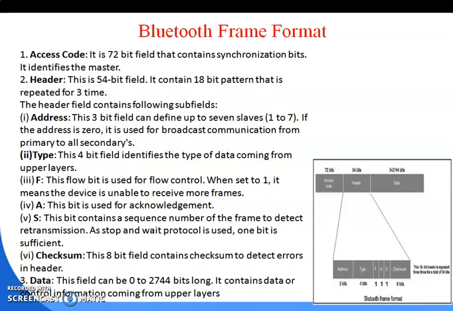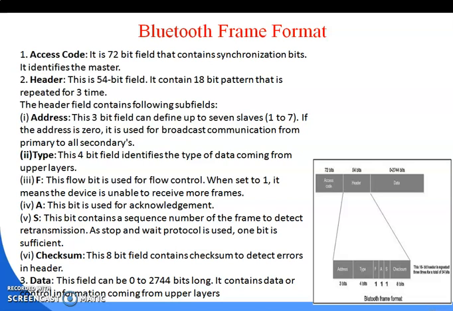Next is the Bluetooth frame format. This is the Bluetooth frame format. First is the access code. This is a 72-bit field that contains synchronization bits. It identifies the master. Next is the header. This is a 54-bit field. It contains an 18-bit pattern that is repeated 3 times.